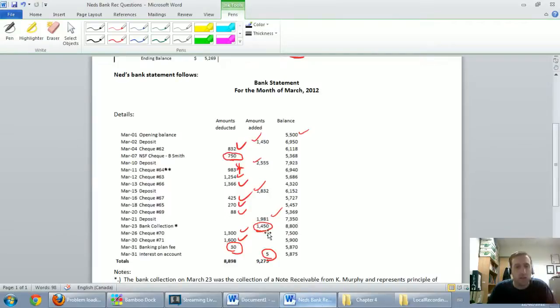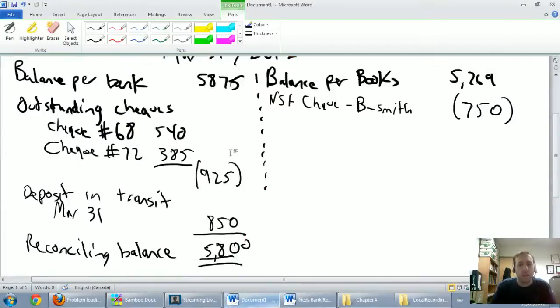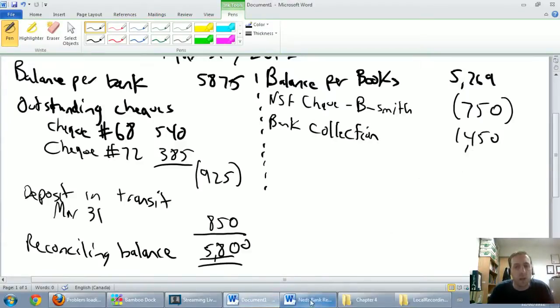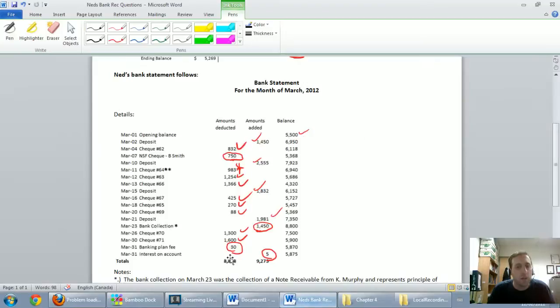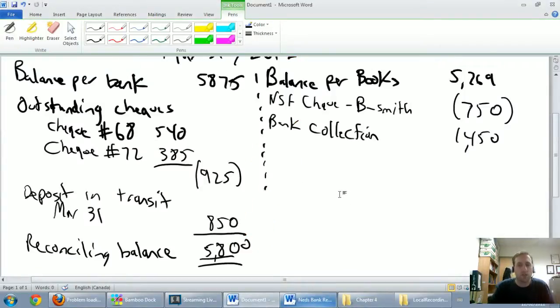The next circled item is this bank collection for $1,450. Remember what we said about bank collections. The bank can collect money on our behalf, and if the bank collects money on our behalf, that's good for our money. So I'm just going to say bank collection, and it's a plus $1,450. I don't need to put it in brackets. That's great news for my money. Next up, banking plan fee, $30. I'll call that a service charge. It's a $30 service charge.